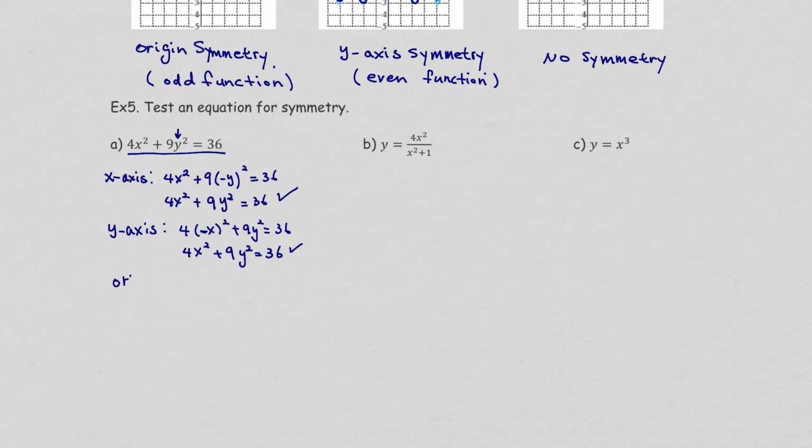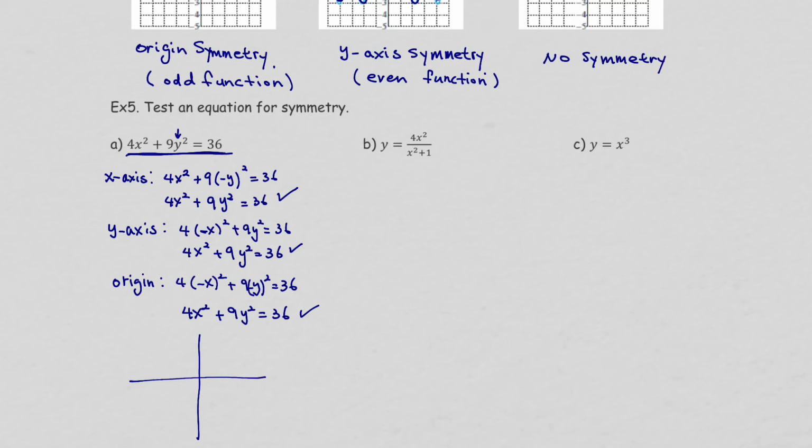And what about origin? Origin symmetry, you're going to let x and y both be negative. And this gives you what we started with. So that's also origin symmetry. So how could it be all three symmetries? Well, I know this given equation right here is a circle, where your center is 0 and your radius is 6.